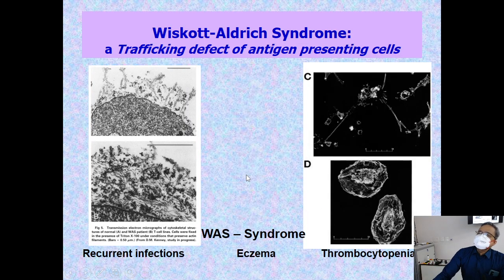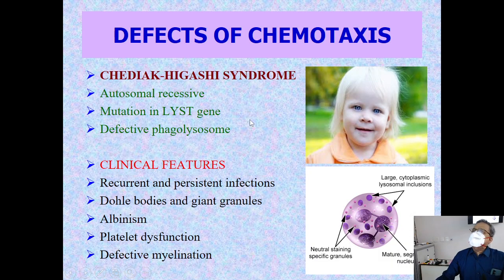Okay. Another important thing which you can remember is Wiskott-Aldrich syndrome. Here there is a trafficking defect of antigen presenting cells. So homing receptors are abnormal. Patients present with recurrent infections, eczema and thrombocytopenia. But the important thing to realize is that the homing receptors which we discussed in the previous lecture are not there.